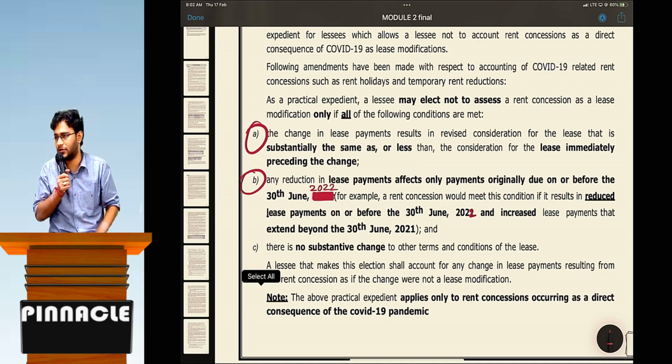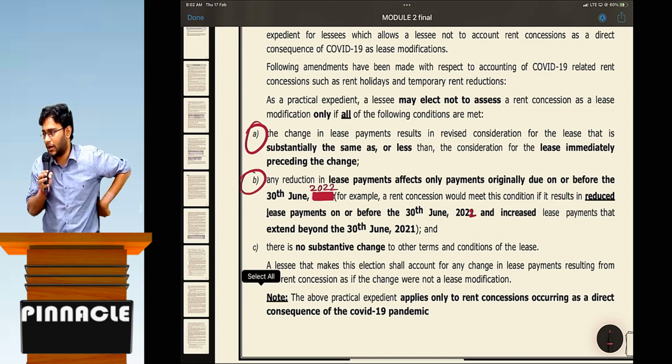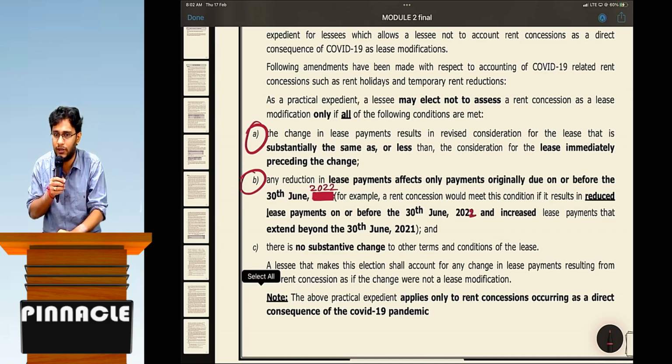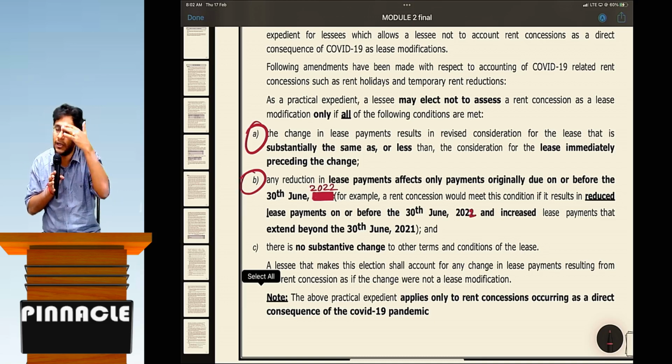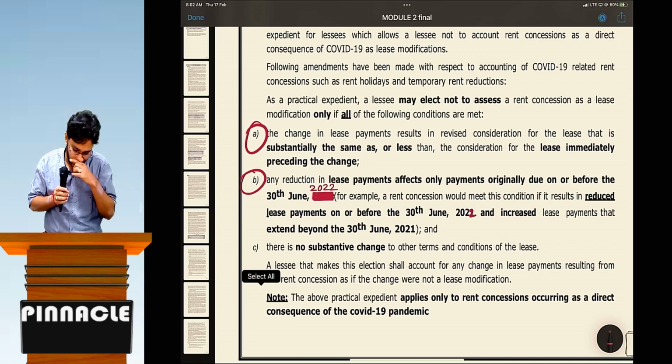You have to do normal modification accounting. Because technically, according to this particular amendment, COVID exists only up to 30th June 2022. So if you are getting reductions beyond 30th June 2022, no problem, that's between lessor and lessee. Then I will say that this is not because of COVID-19, it is because of some other thing. So the practical expedient you cannot apply. Go and do modification accounting for that. According to this amendment, they believe that COVID exists only up to 30th June 2022.